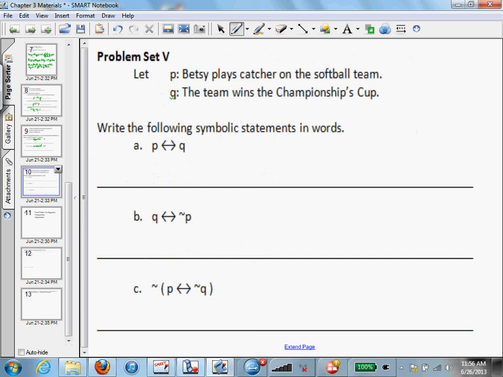For problem set 5, we have two statements. P, Betsy plays catcher on the softball team, and Q, the team wins the championship cup. So for this first part, it should read, Betsy plays catcher on the softball team if and only if the team wins the championship cup. For B, the sentence should read, the team wins the championship cup if and only if Betsy does not play catcher on the softball team. And C should read, it is false that Betsy plays catcher on the softball team if and only if the team does not win the championship cup.